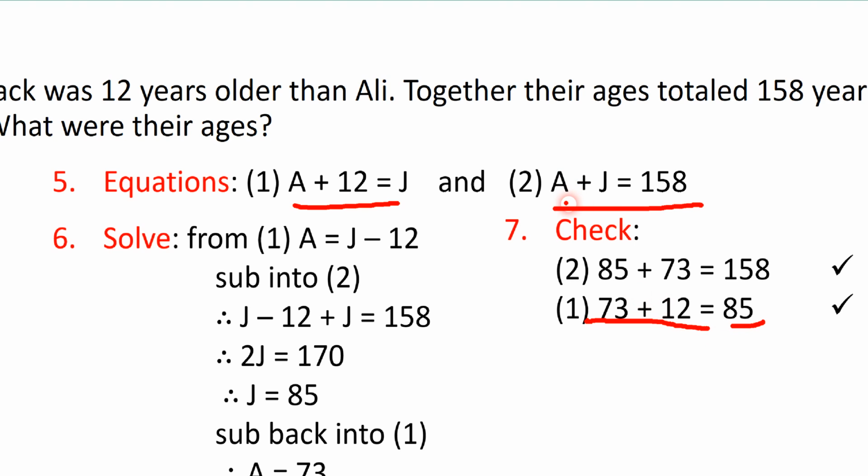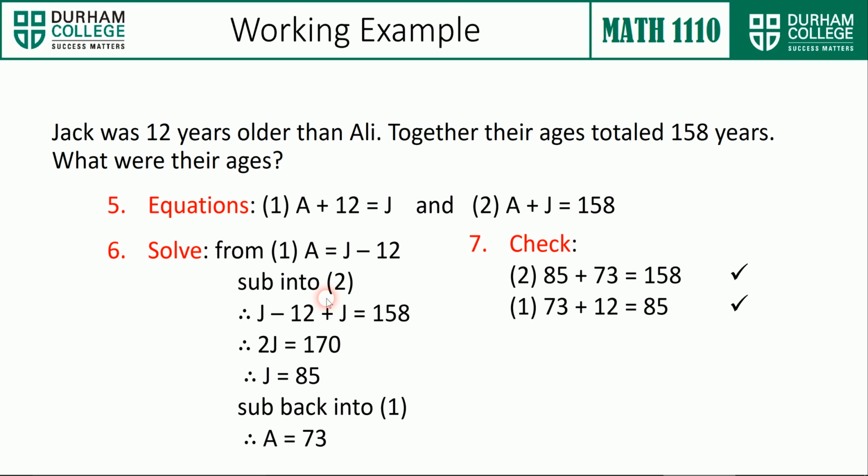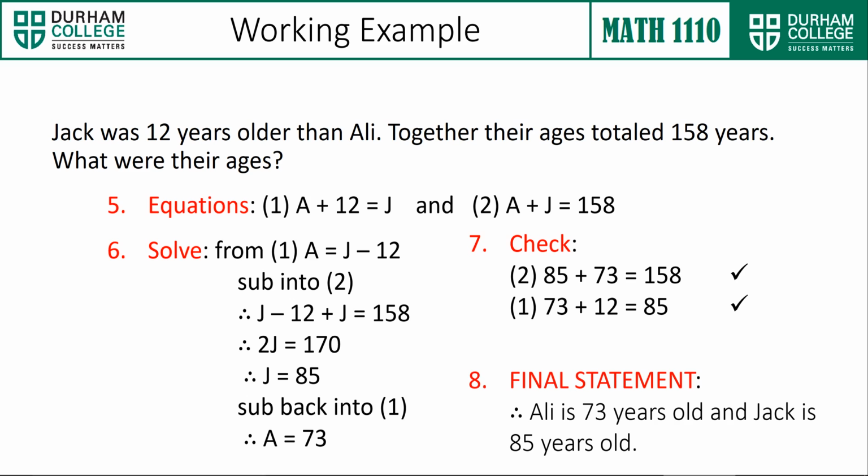Similarly, in this case, I can put the values of a and j, 73 and 85, here. I'm going to see that when you add them up, they equal 158. So I can confirm that, yeah, they are right. So this is a verification step, and I think it's very important because it makes sure you have not made any mistake or any sort of typo or calculation error, right? Which can happen. Okay, and once you've done that, then you can simply state your final answer. So in this case, we can say Ali is 73 years old and Jack is 85 years old.